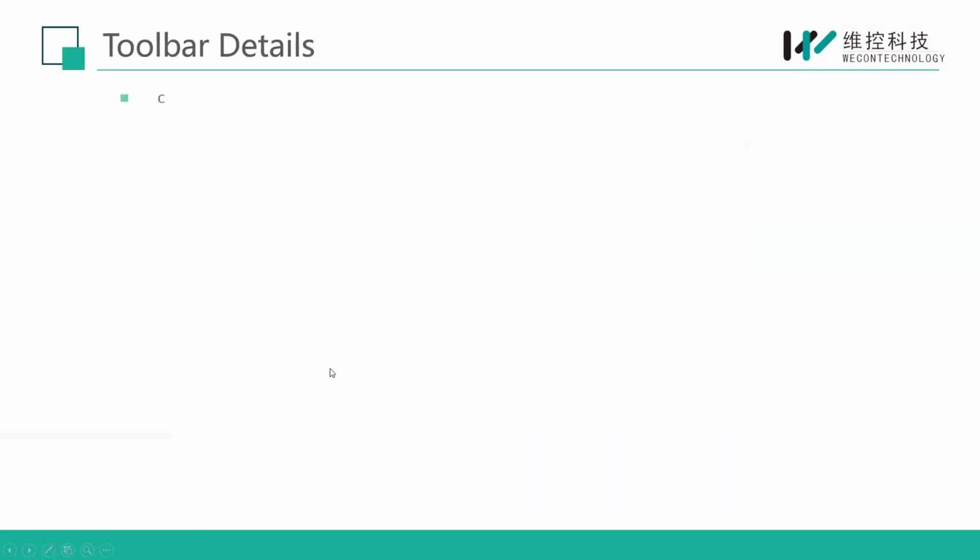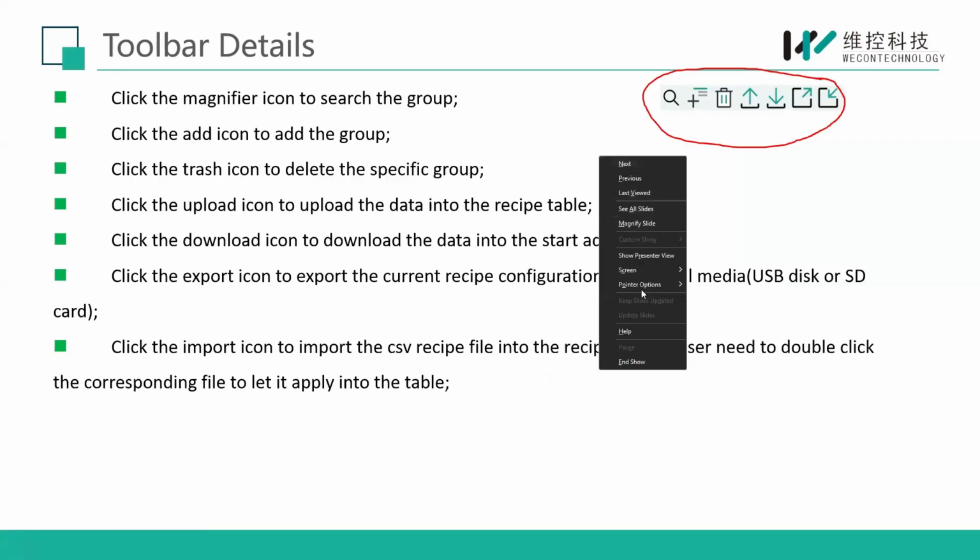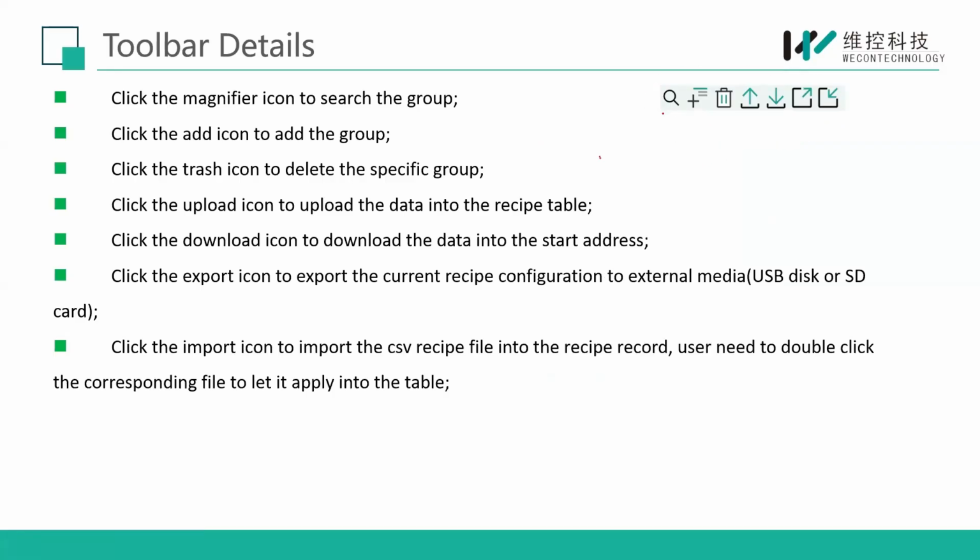Toolbar details. This is the toolbar, you can see it in this circle. Click the magnifier icon to search the groups, and click the add icon to add groups. If you create 10 groups in your recipe and want to add more groups or delete groups, you can use these two buttons for adding and deleting groups.